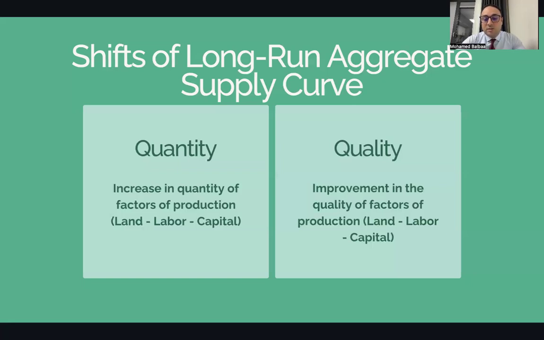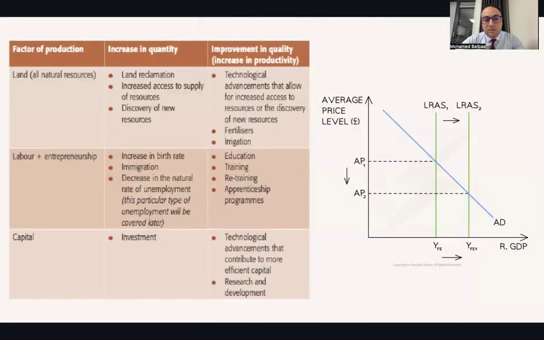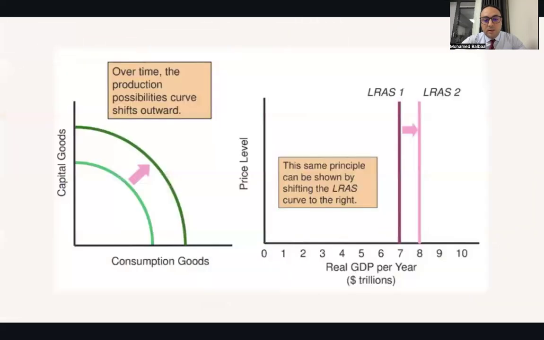And capital as well, using machines, tools, and equipment in an efficient way, and trying to innovate and create new technologies that make our work more productive and more efficient at the same time. Here in this table, you can see a summary of the factors of production, how to increase their quantity, and how to increase their quality. You can read it later.